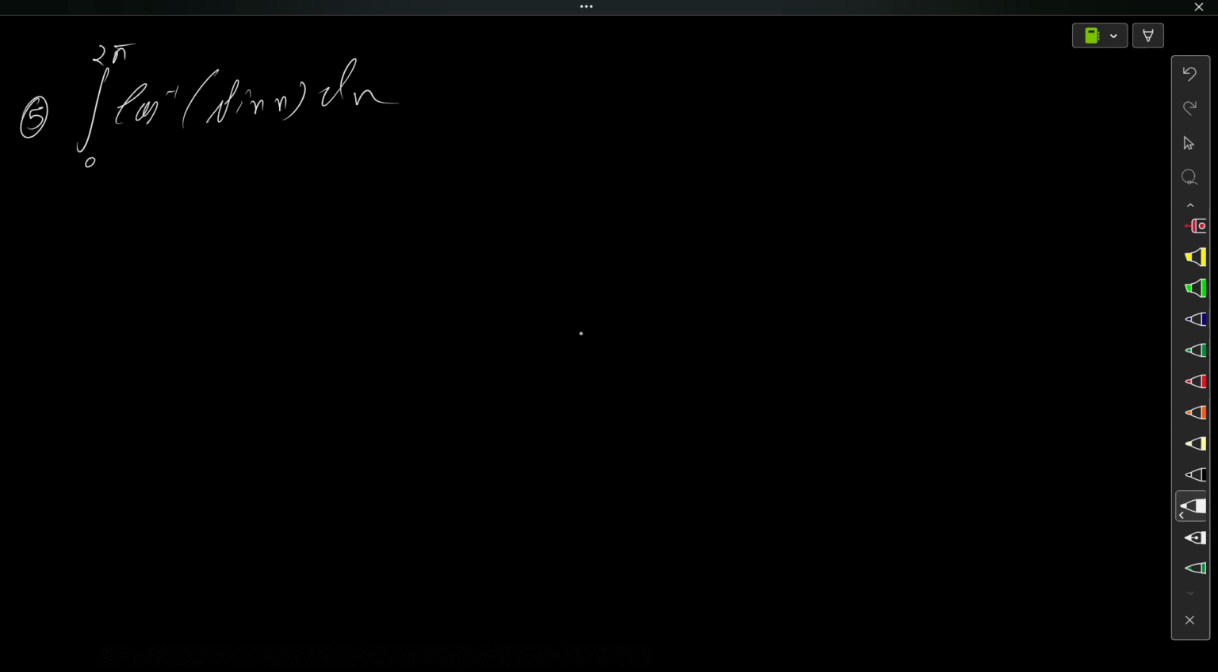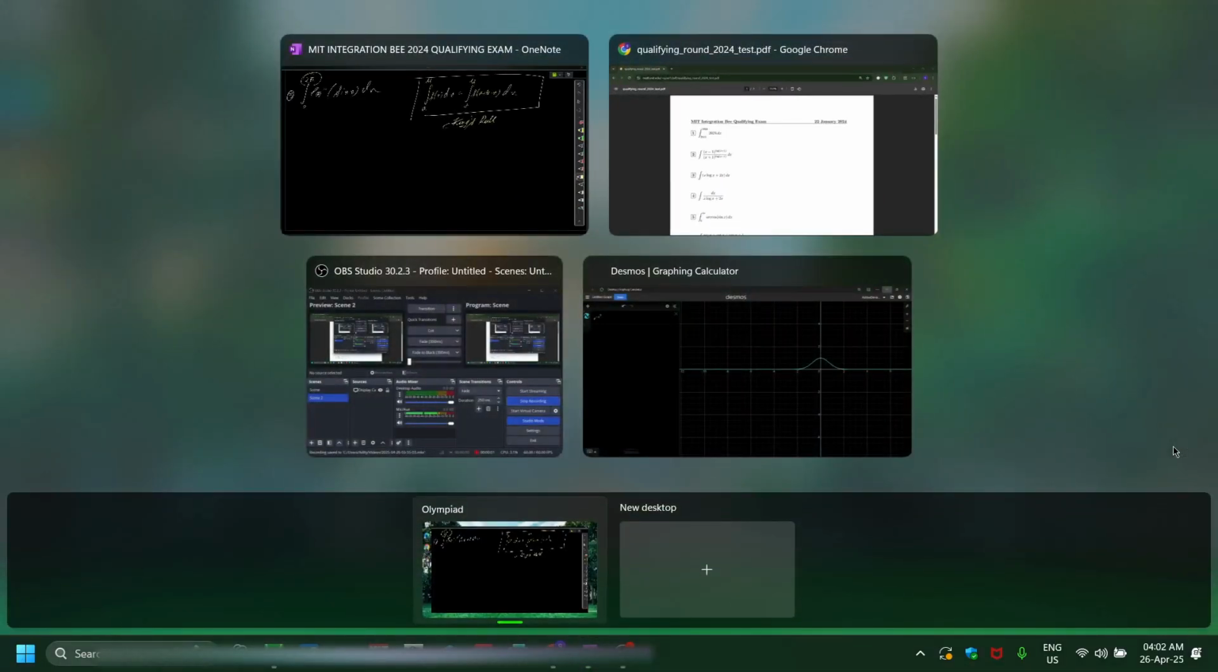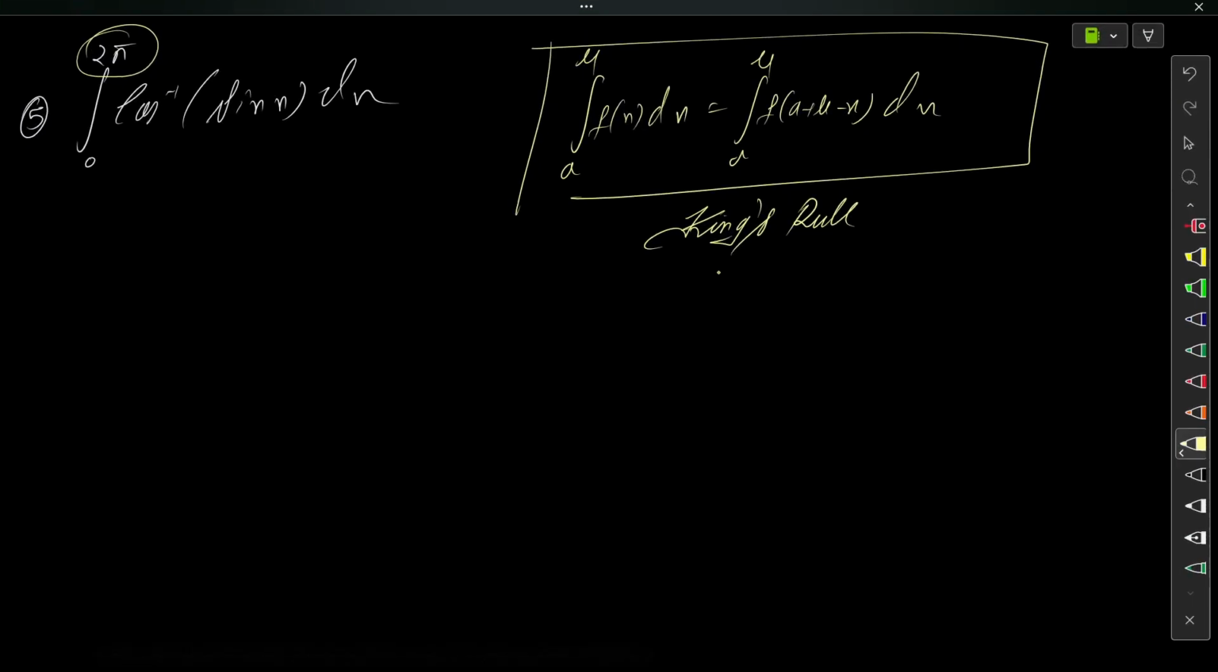For this kind of question, where I can see that there's a term involving 2 pi, I'll apply King's rule. As we all know, it says that the integral from a to b of f(x) dx could be written as the integral over the same limits of f(a plus b minus x) dx. So by King's rule, I can say it.